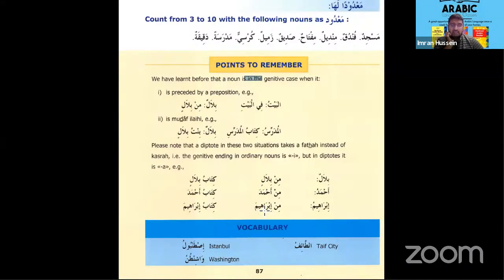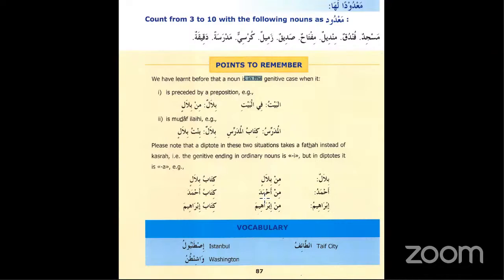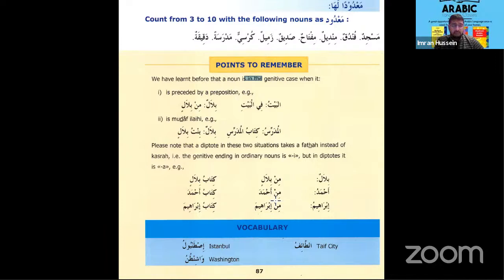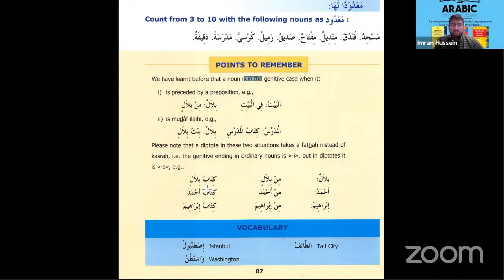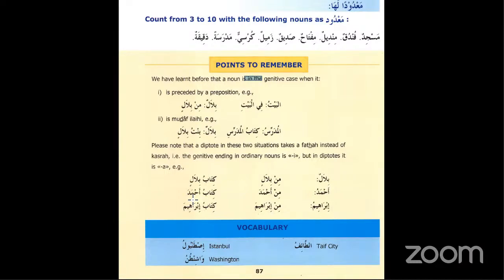So the word Ahmad is a diptot, so it doesn't get a kasra tanween when min comes, but it gets a fatha by itself. Min Bilalin gets kasra tanween because of the harf jar. Now when Ahmad comes after min, it doesn't get a kasra tanween, but a fatha. Min Ahmada. Next word, Kitabu. Kitabu Bilalin is mudaf and mudaf ilay, so Bilalin comes with a kasra tanween. Now the word Ahmad, when it comes as mudaf ilay, does not receive a kasra tanween, but in the state of jar it gets a fatha as well. So min Ahmada.